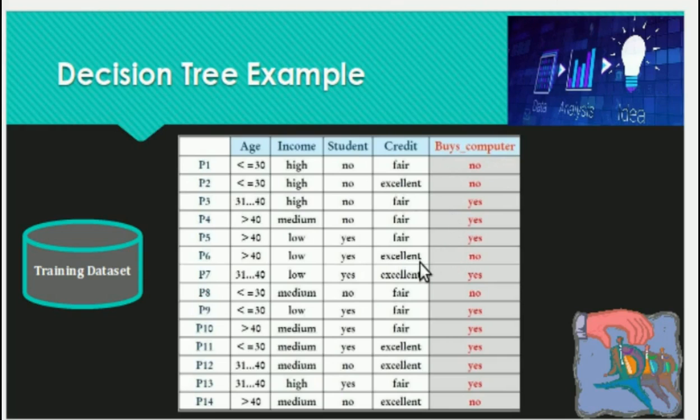As the dataset is very small, you can manually observe which age category is labeled as student yes, whether their credit rating is fair or excellent, and whether they buy a computer. If you manually calculate, the yes count is 9 and the no count is 5. It is only for our understanding purpose. We are also creating a decision tree for the same purpose.